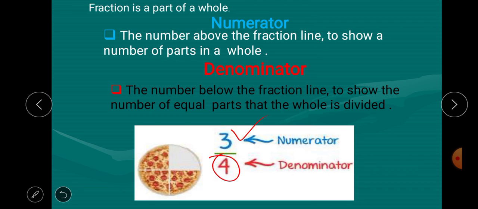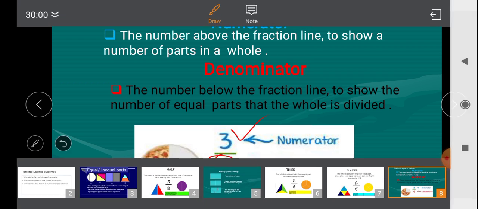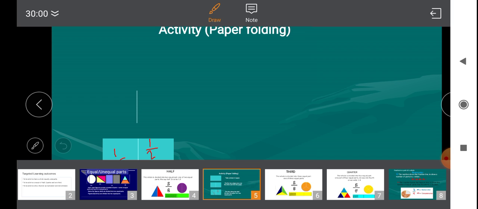So 3 here is the numerator. The number written above the fraction line is called the numerator, and the number written below the fraction line is called the denominator. So 3 is the numerator and 4 is the denominator.